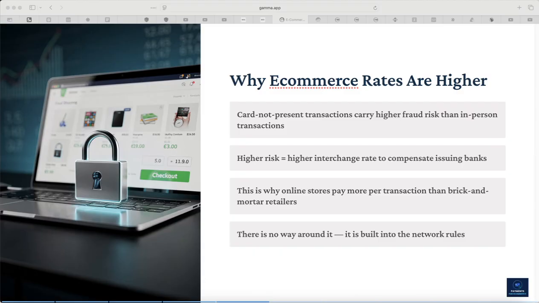This is not your processor's decision. It is not negotiable. It is built into the network rules, and it applies to every e-commerce merchant equally, regardless of which processor you use or how long you have been in business. So the question is not whether you pay CNP rates. You do. The question is what happens on top of those rates.